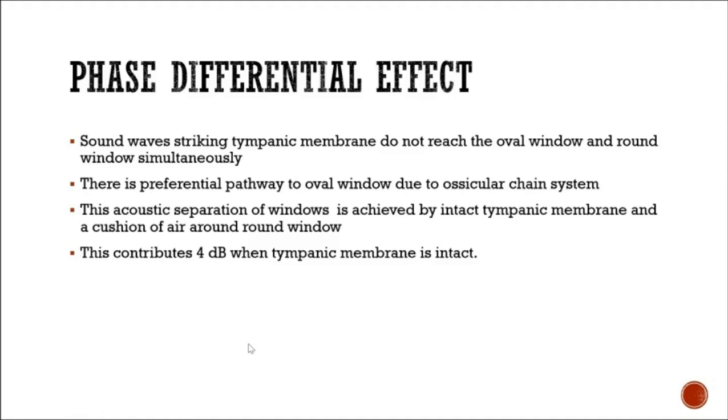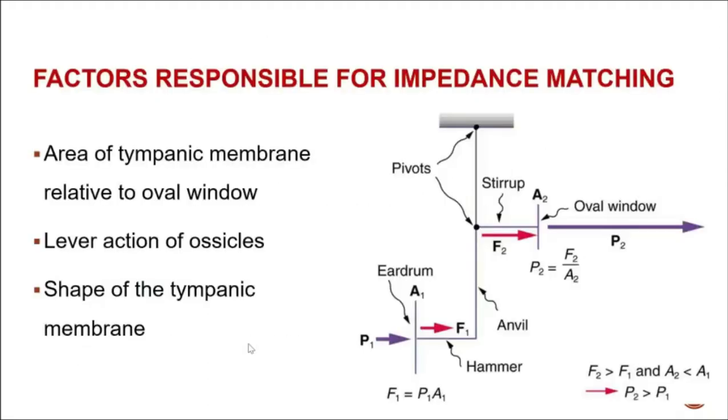When we study still more, you will be able to understand how the oval window is attached and how the round window is attached. This acoustic separation of sound is probably achieved by an intact tympanic membrane and the cushion of air around the round window. So this phase differential effect seen between the oval window and the round window contributes about 4 decibels when the tympanic membrane is intact.